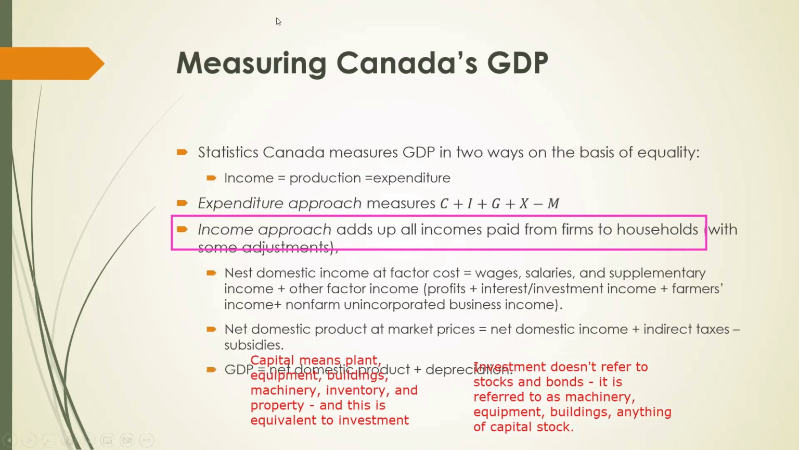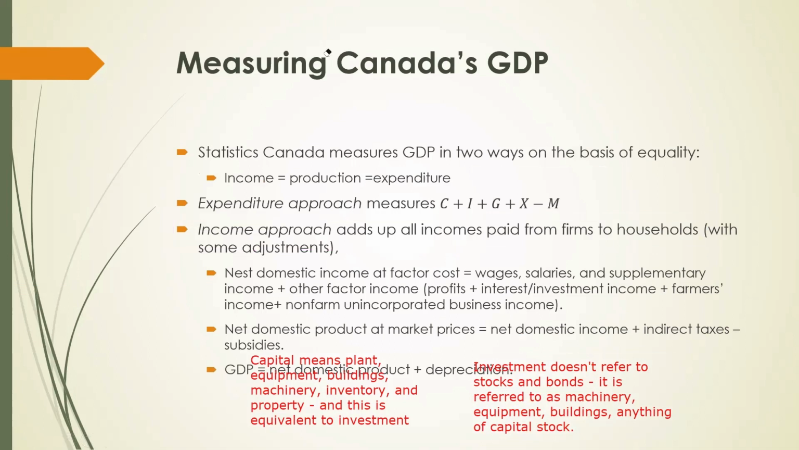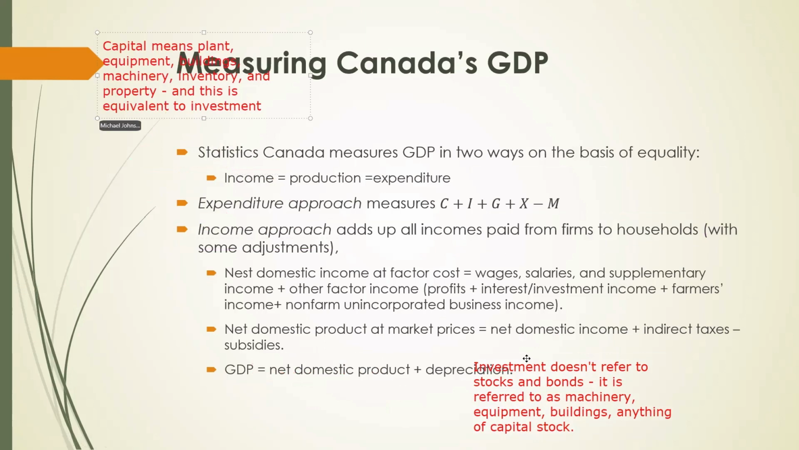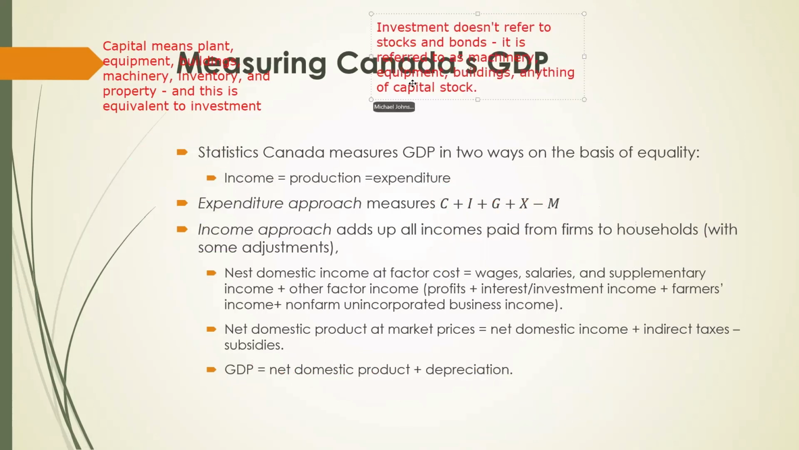GDP is measured in two different ways. The expenditure approach is through doing the equation C plus I plus G plus X minus M. And then the income approach is when you add up all the incomes paid from firms to households.